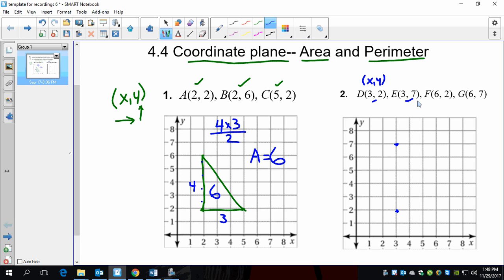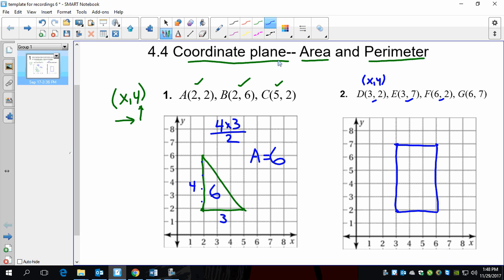I suppose I could check these off so I know I'm done with them. Over 6 up 2, put a dot. And over 6 up 7, put a dot. And then we just simply connect our dots. And in this case, we end up with a rectangle.